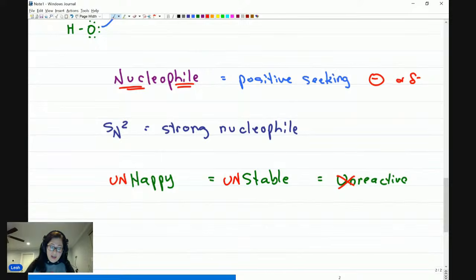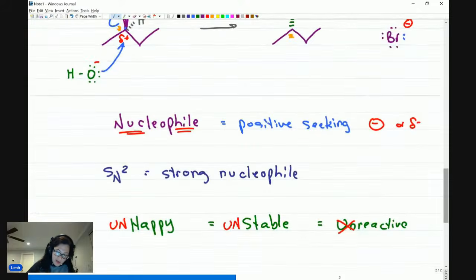The idea here is that if a molecule is carrying a burden, what would make something unhappy? Something that has an incomplete octet, or in the case of nucleophiles, something that has a charge. Charge is a burden. The burden makes the molecule unhappy. And if it's unhappy and unstable, it wants to change its fate. It wants to become stable. And that means it's going to do an attack. That makes it reactive. The OH minus is unhappy. It has a burden of charge. It finds something it can attack. Boom, we get an attack.